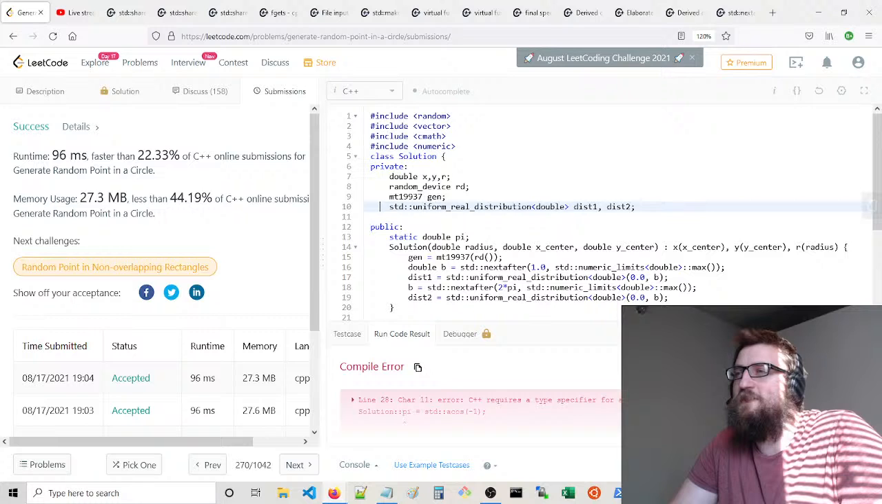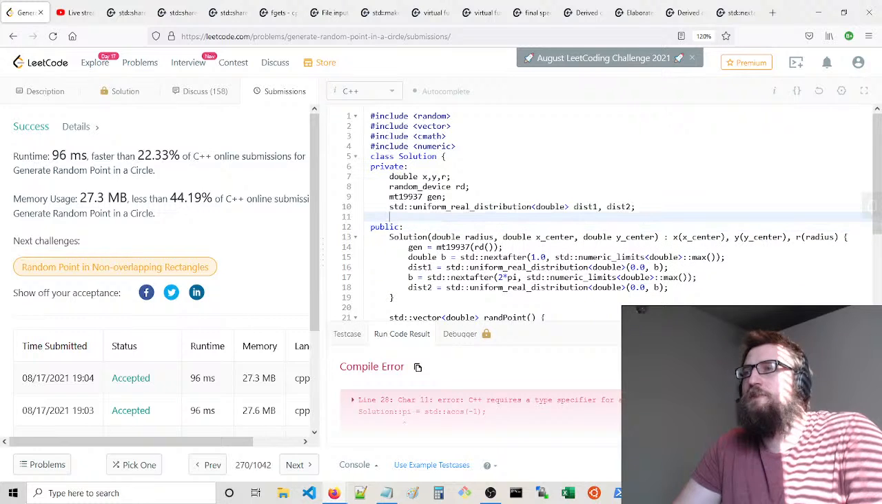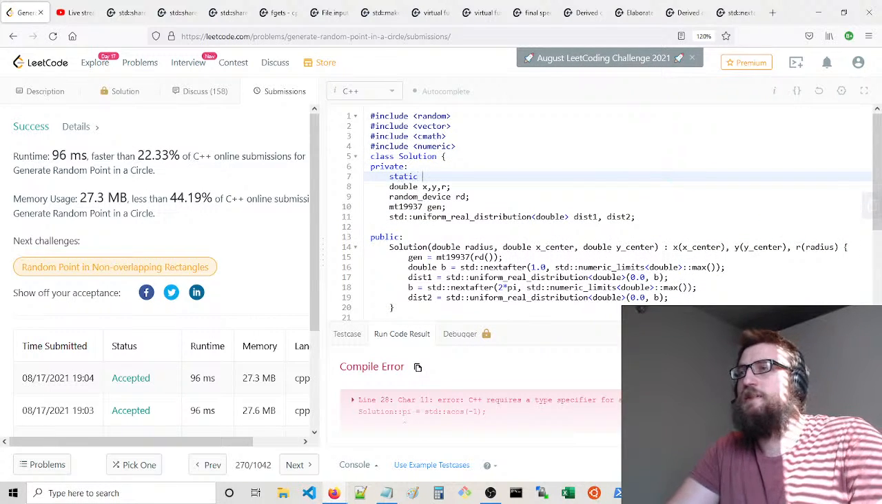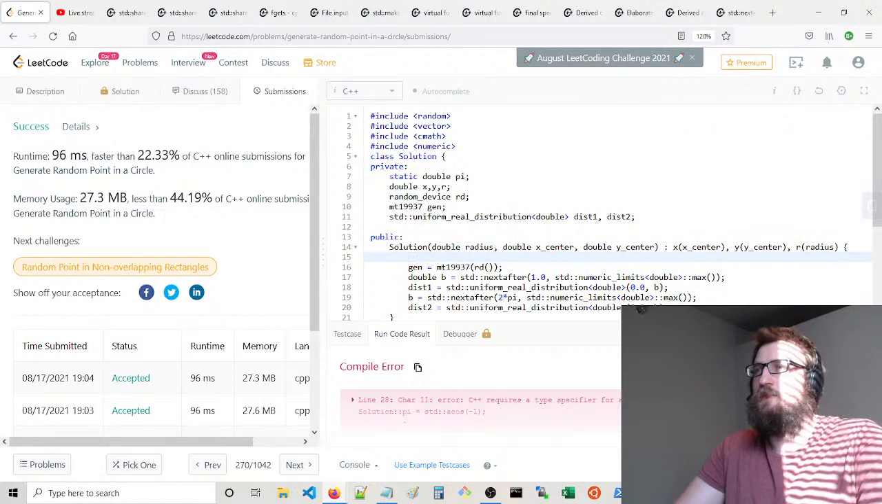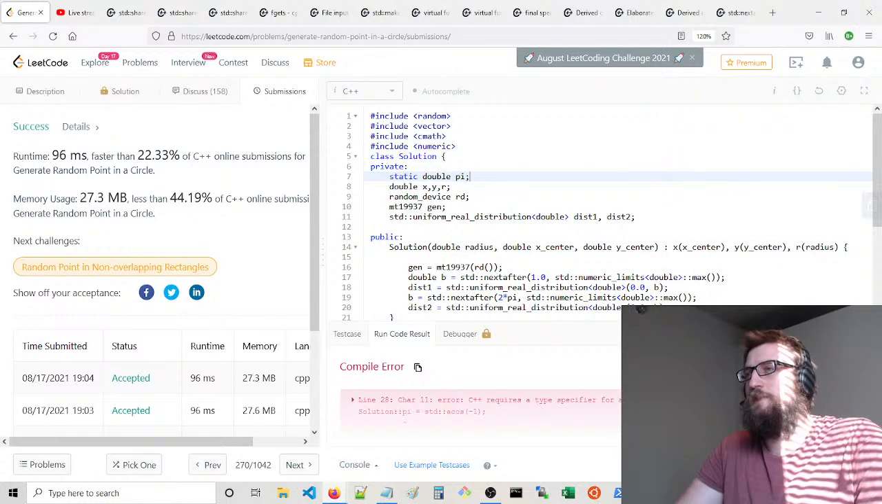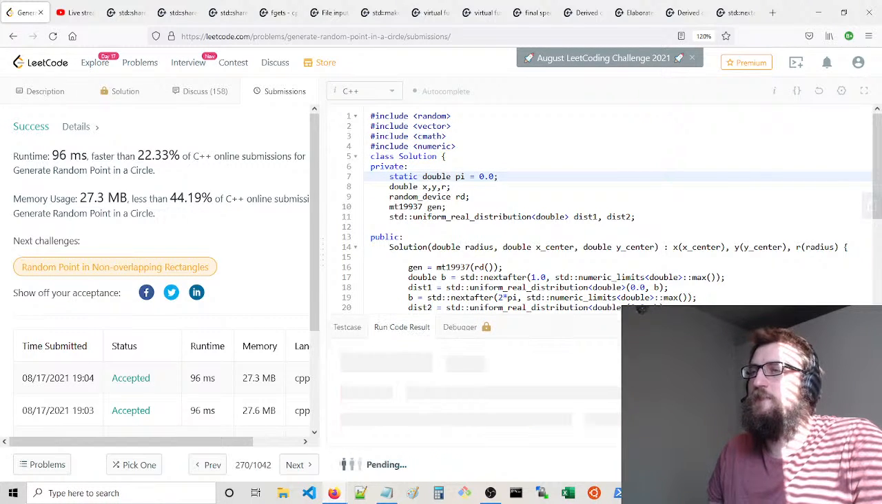It's kind of a weird thing. You can do something like this though. If you have static double pi, and then you say, I guess it's equal to 0 maybe, right? Can you do that? I don't think you can.